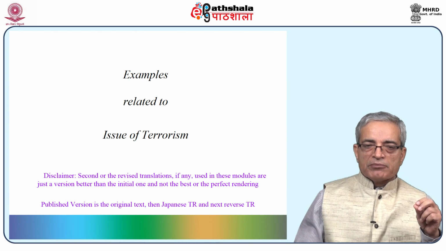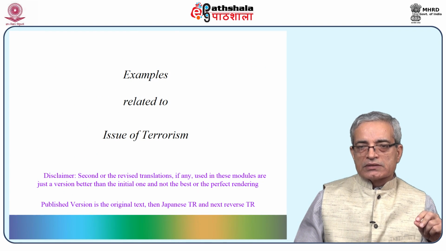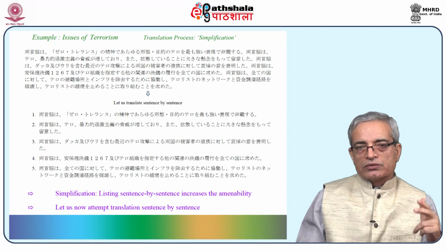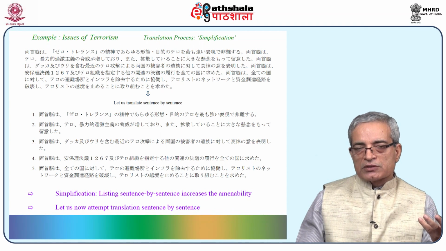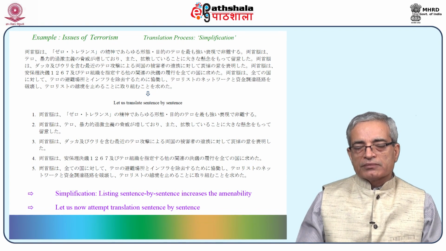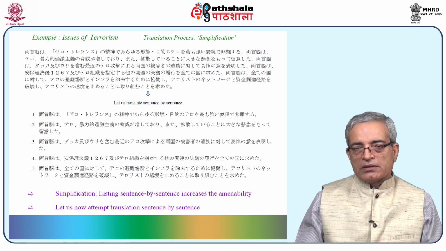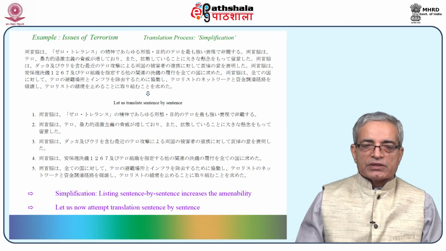Let's begin with the examples for this particular module, that is the issue of terrorism. So again, it's 3 plus 2, 5 and a half lines. Again, it looks quite complicated. Let's truncate this paragraph into smaller sentences. So there are 5 sentences which are coming up here. Listing sentence by sentence increases the amenability, and let us now attempt translation sentence by sentence.